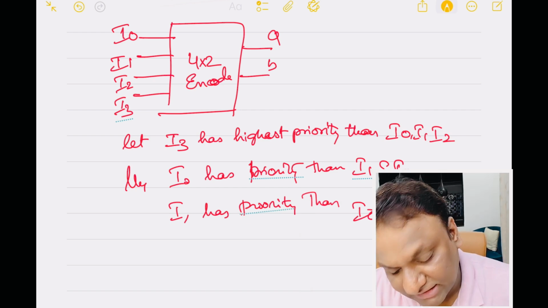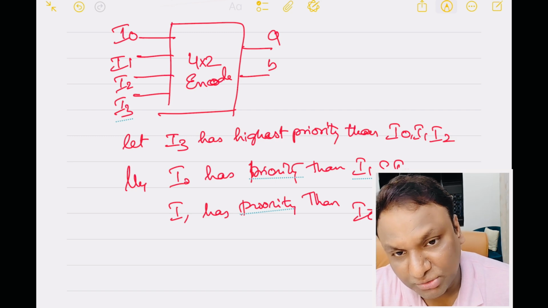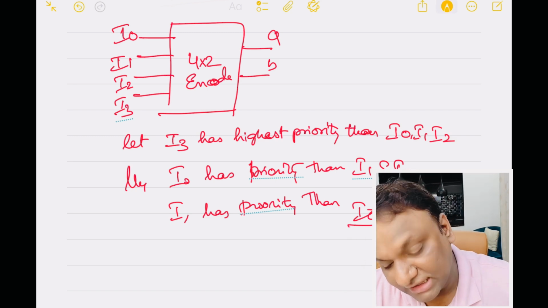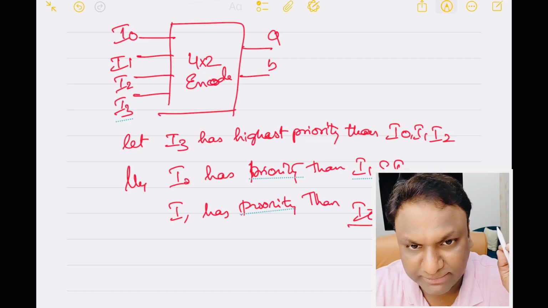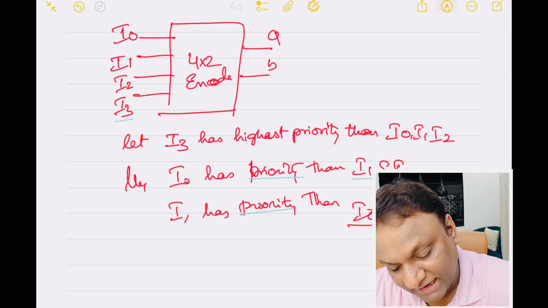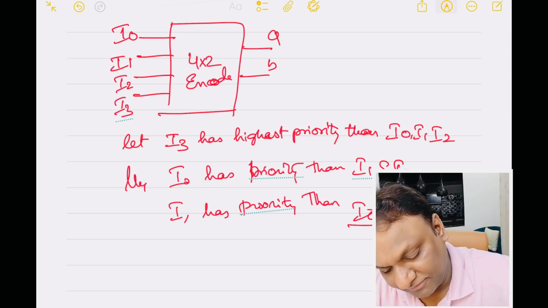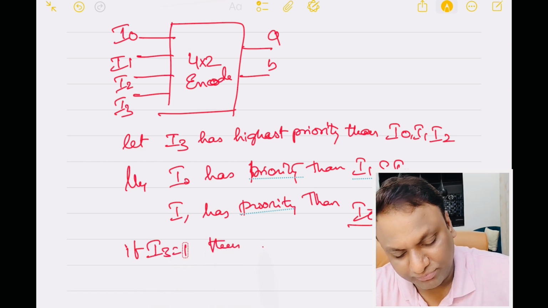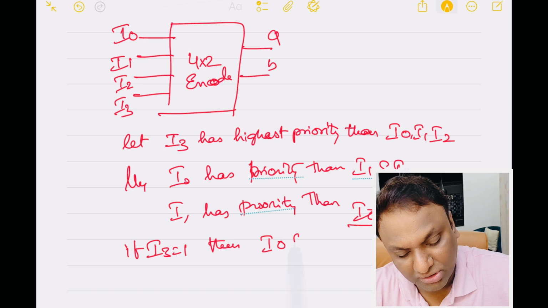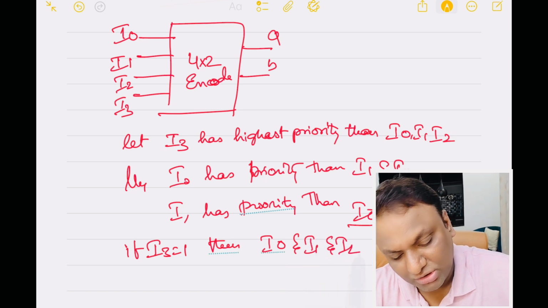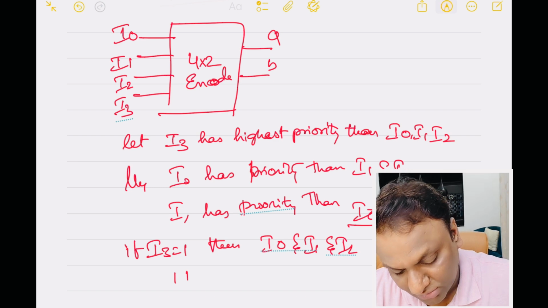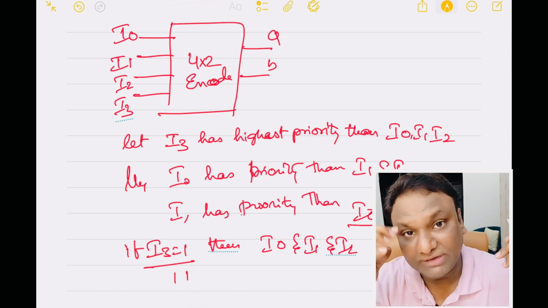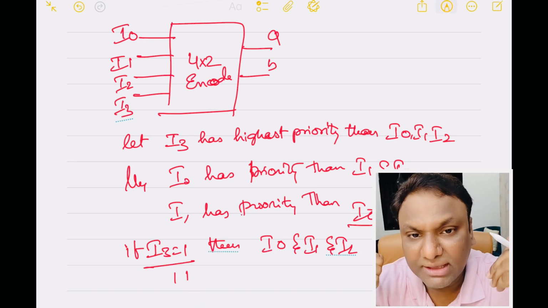That means if I1 is equal to 1, irrespective of the other input, irrespective of I0, then the output will be equal to 0 1 only. Similarly, if I3 is equal to 1, then irrespective of I0, I1 and I2, my output is always equal to 1 1. A and B will be equal to 1 1 only. That means we are trying to give priorities to the inputs.